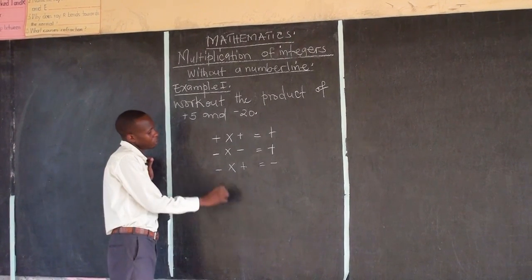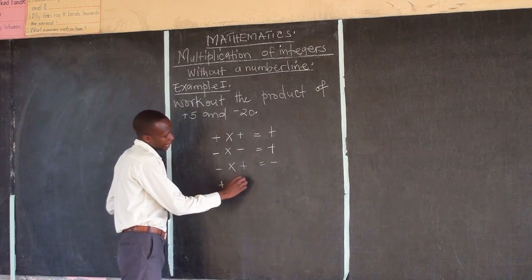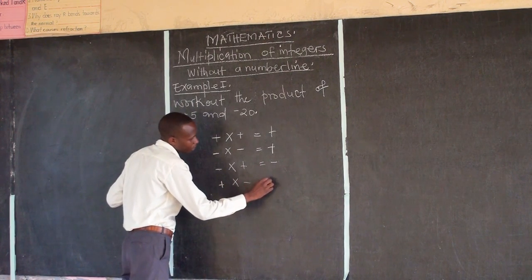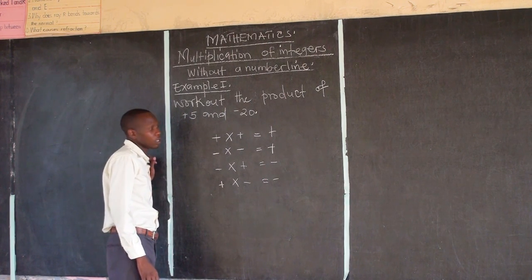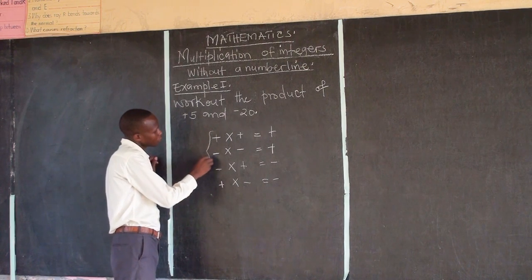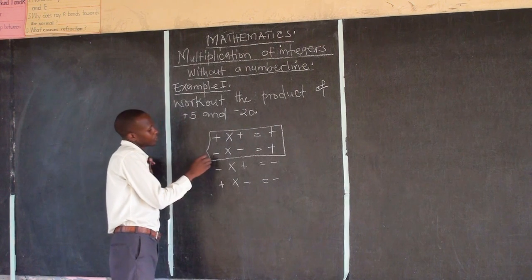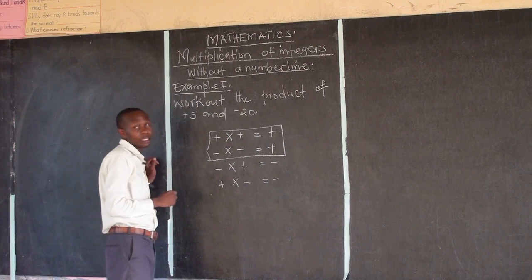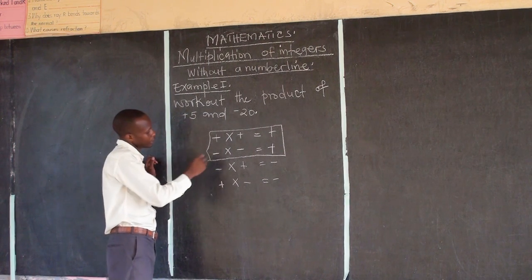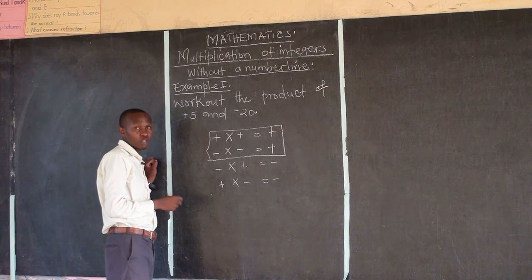Then at the same time also, when you have a positive integer times a negative integer, you will come out with a negative integer. So you have to put these groups together. The first group that gives us positive has the same signs. When you see a sign here and the same sign there, just know the result must be positive, and that only works in multiplication.